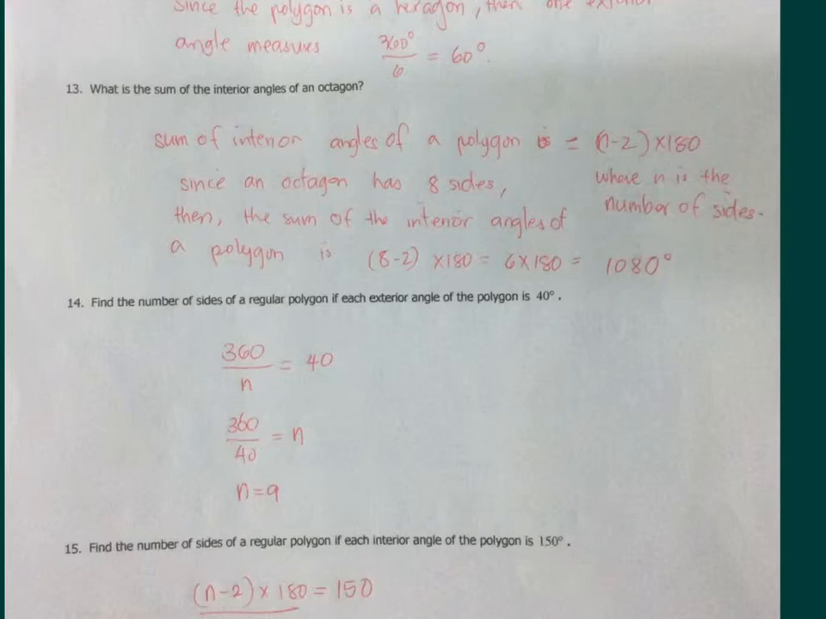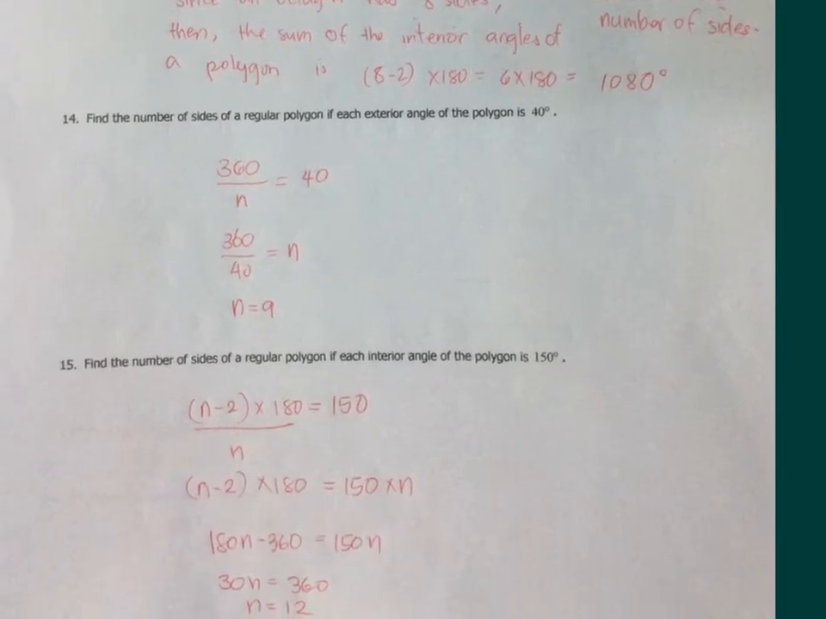Okay, number 14. Find the number of sides of a regular polygon if each exterior angle of the polygon is 40 degrees. Now, whenever you see the word regular, it means all the sides are the same, and that means all the interior angles of the polygon are also the same. So since each angle has a measure of 40, and the sum of these angles is 360, then if we divide 360 by the number of sides, which is unknown here, okay? If you divide the sum of the angles by the number of sides, then you will get one of the exterior angles, and in this case it says 40. So 360 divided by the number of sides is equal to one measure, which is 40.